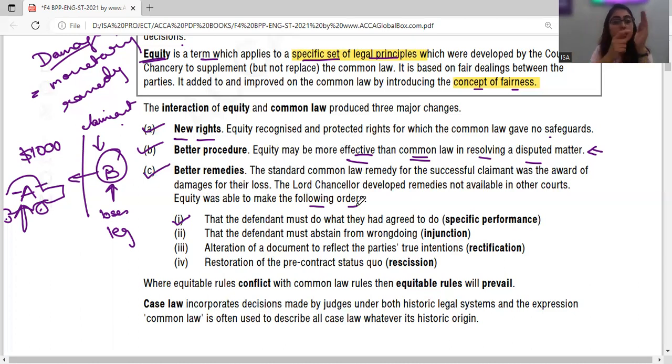Then the court will call the employer: you come, you give your evidence. How can you blame him or call him a thief without evidence in front of everybody? And you have fired him as well. You have to bring the evidence to prove that what you did is justified. So now if the employer is unable to bring any valid reason, any valid evidence, what will the court do? The court will restore the pre-contract status quo, and that is called rescission.